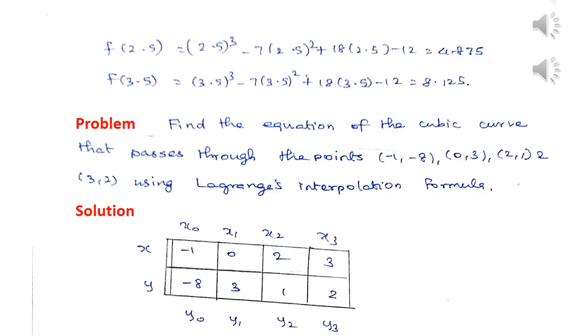Let's see another problem. Find the equation of the cubic curve that passes through the points minus 1 comma minus 8, 0 comma 3, 2 comma 1 and 3 comma 2 using Lagrange's interpolation formula. Now we denote these coordinate points as x and y. First we denote minus 1 comma minus 8 as x0 and y0, 0 comma 3 as x1 comma y1, 2 comma 1 is x2 comma y2 and 3 comma 2 as x3 comma y3.